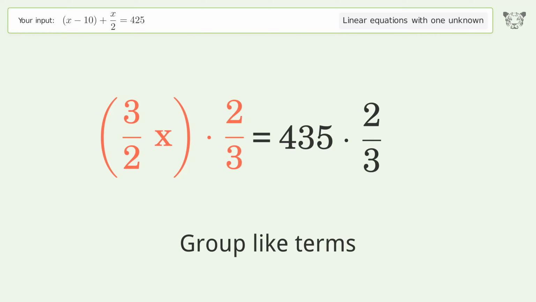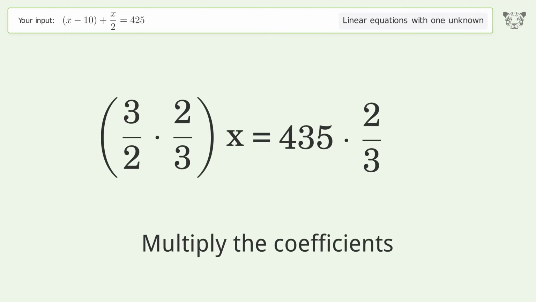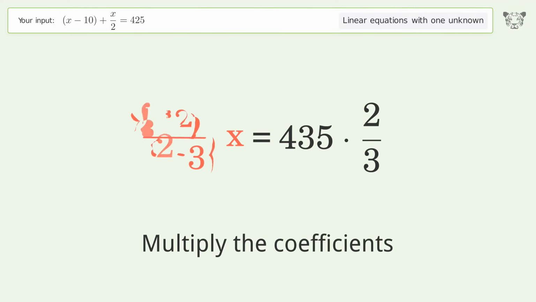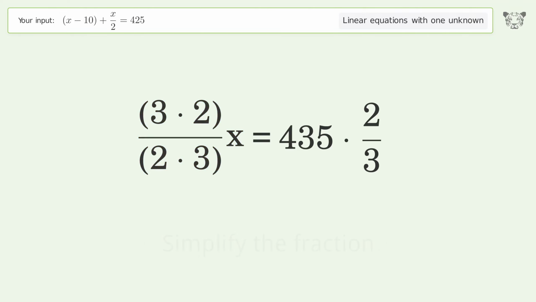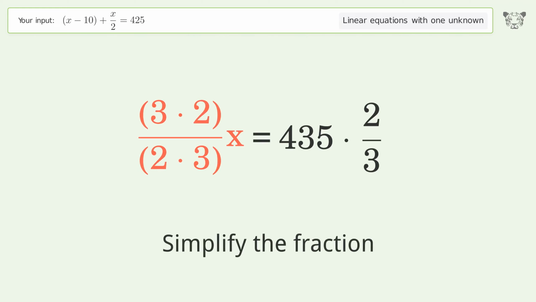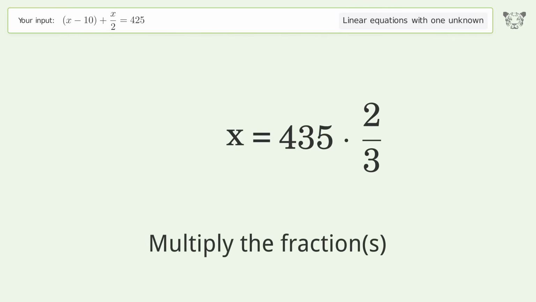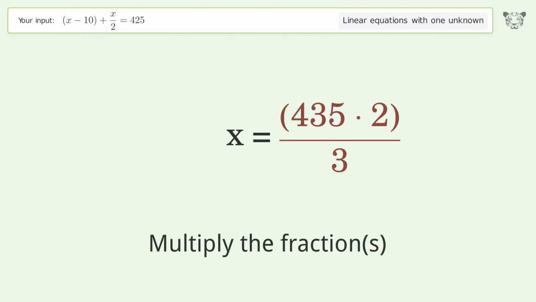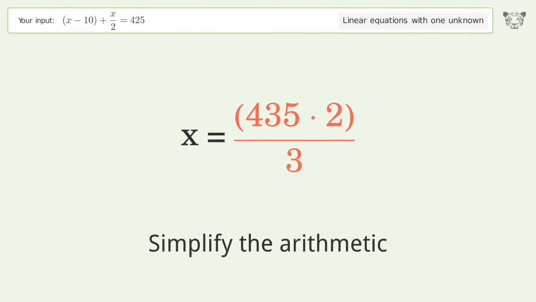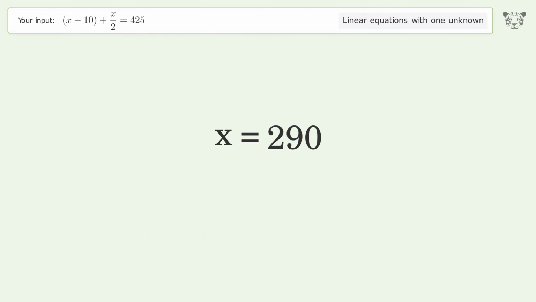Group like terms. Multiply the coefficients. Simplify the fraction. Multiply the fractions. Simplify the arithmetic. And so the final result is x equals 290.